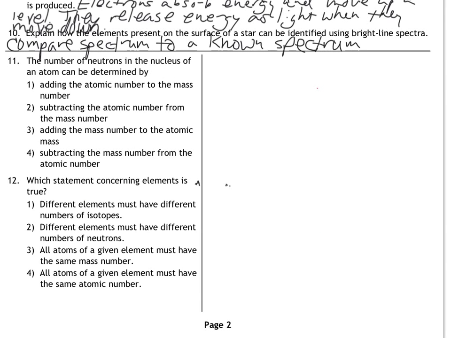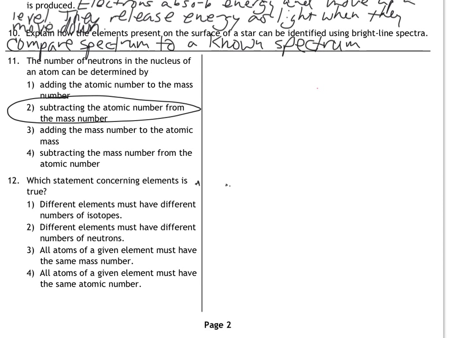Okay, so we've been doing number 11 just sort of as we go, but this question is directly asking about it. The number of neutrons can be determined by subtracting the atomic number from the mass number. So it's definitely choice 2. So yeah, subtract atomic number, which is the number of protons, from the mass number, which is protons and neutrons.